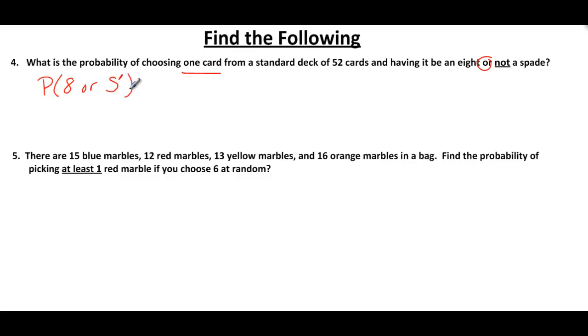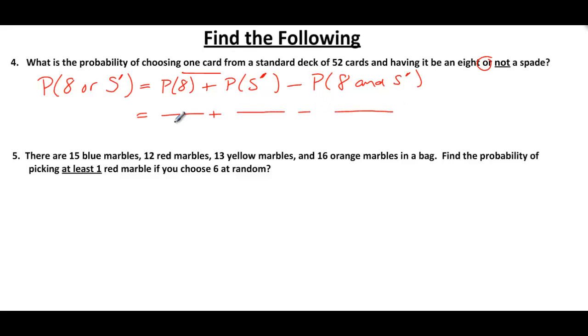You could write "not spade" if you want to do that. This equals the probability that it's an 8, plus the probability that it's not a spade, minus the probability that there's a card in the deck that's an 8 and it's not a spade. I'm going to go through this, and if you remember, the denominator should always be the same because we're dealing with the same total, since we're just pulling one card from the deck.